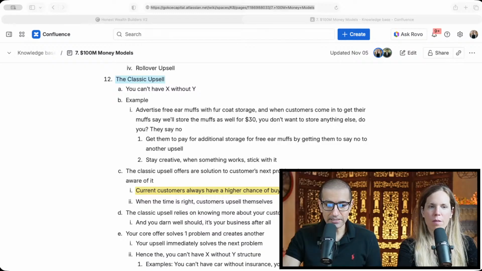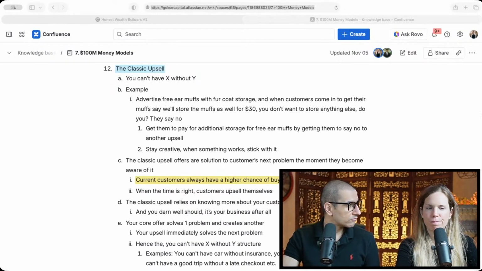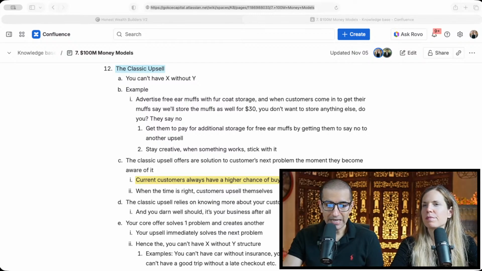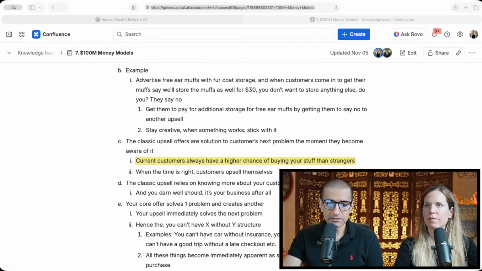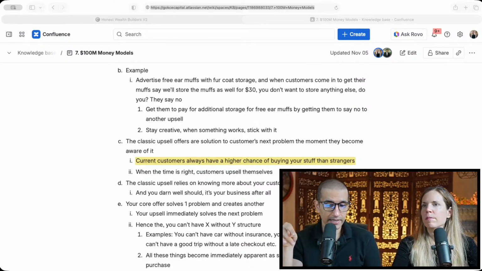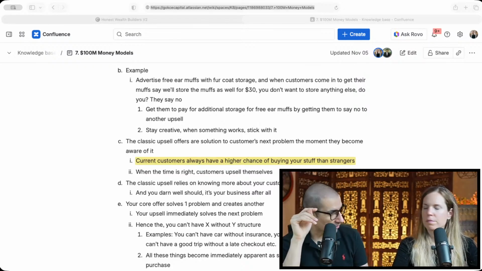Let's finish classic upsell theory, and then we'll do the workshop. Okay. All right. So classic upsell: you can't have X without the Y. That's like in short. So examples, you advertise. This is like a real life example.